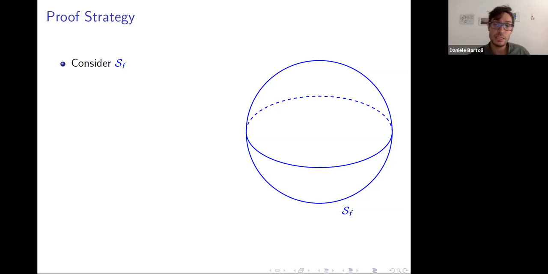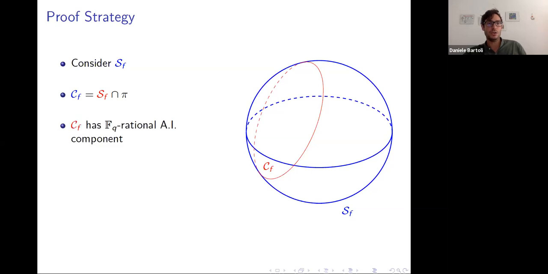In this case, the surface S_f is non-trivial. Then we cut this surface with a specific plane defined over FQ, and so we find the intersection, which is a plane curve now. And now, using local quadratic transformations and investigations of singular points of this curve C_f, we could actually prove that this curve C_f has an absolutely irreducible component defined over FQ.